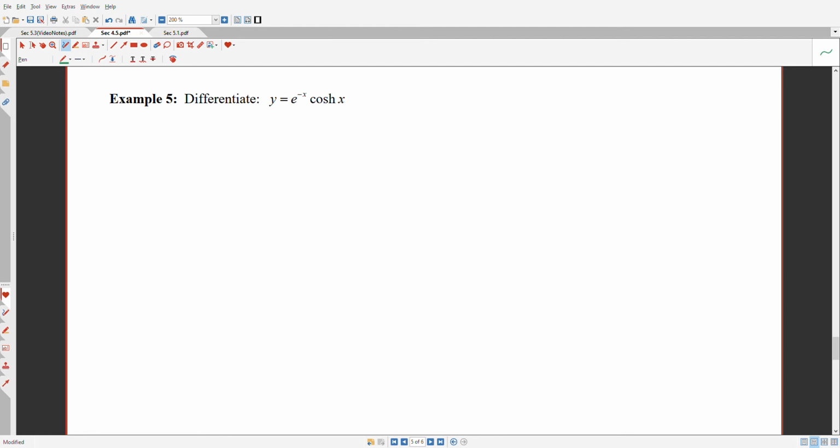Okay, so let's see how this one maybe works out. The derivative of what we're calling y, so that's going to be take a derivative of e to the negative x times cosh of x. And so I can use my product rule to say that's the derivative of e to the negative x plus e to the negative x times the derivative of cosh. So far this looks good. I would be tempted to leave our answer here. And in fact, I think I will for this example.